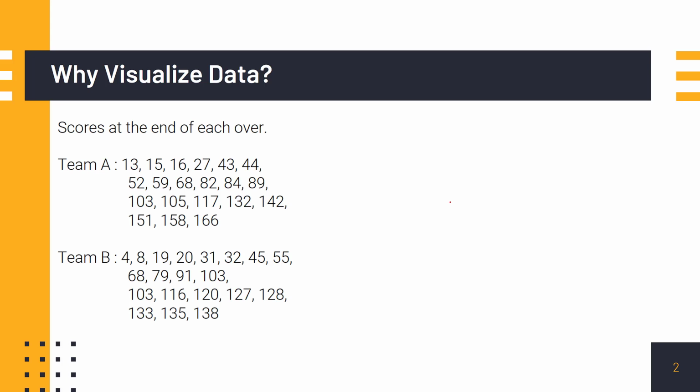Let's take an example that in a T20 match, this is the performance of two teams, team A and team B. Now just looking at this data, this is completely raw data without classification or tabulation, and just looking at it we cannot make any conclusions, right? We obviously know which team won at the end, but we don't know how they performed, whether one is completely different from the other or not.